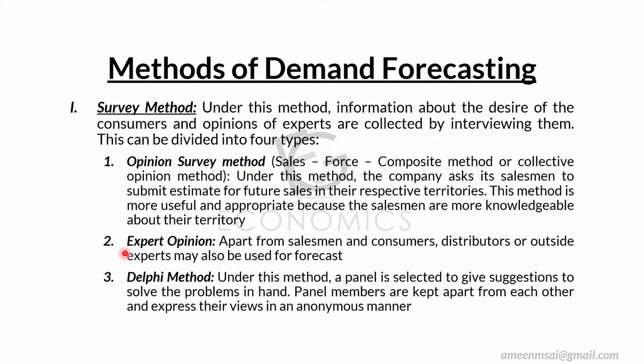The next one is expert opinion. Expert opinion means the company contacts experts in that particular field and asks them to submit a report. Apart from salesmen and consumers, distributors or outside experts may also be used for forecasting. In a manufacturing unit, there might be experts in the market who can forecast the change in the business in the coming years. So the company will contact such experts and take their opinion. So that is the second type of survey method.